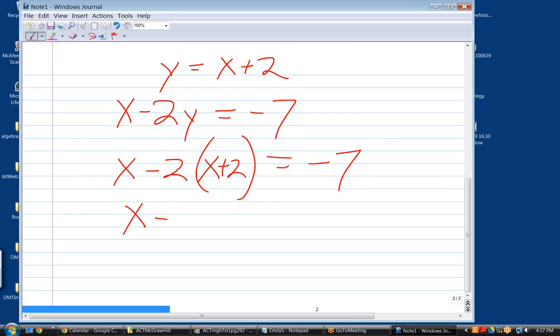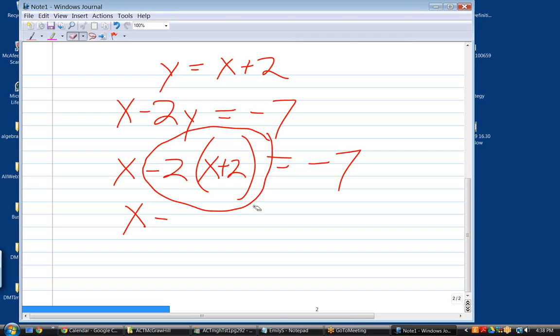Emily? How do we solve this? What's the next step in solving this equation? Wouldn't it be x squared because it's x times x? No. Well, first of all, there is no x times x. It's -2 times. Yeah, so the next step is to eliminate the parentheses.